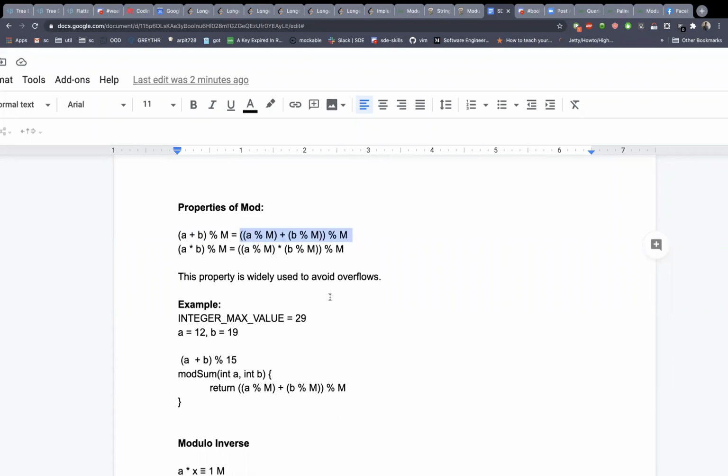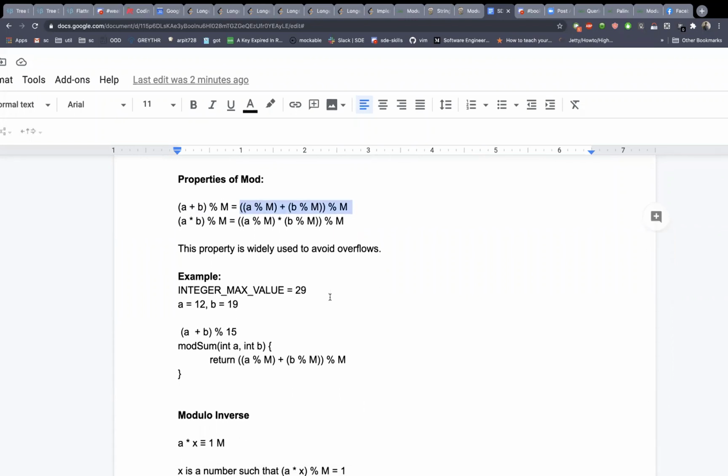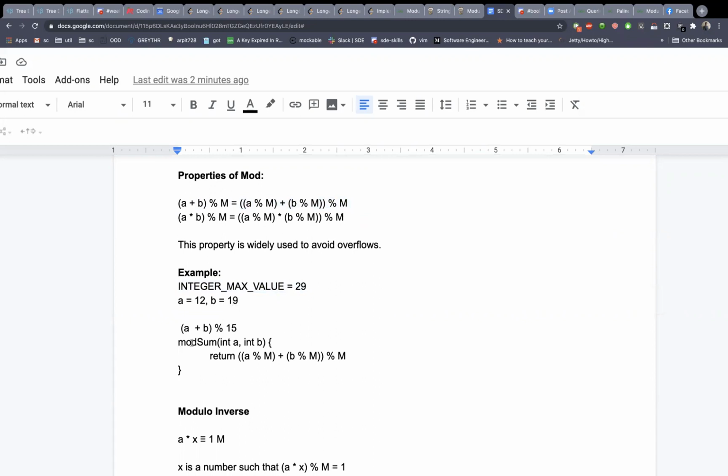So to address that, let's consider one scenario. You are working on some system which can have the maximum value of an integer as 29, and you have two integers, a equals 12 and b equals 19, and you have one function mod sum which is supposed to return (a plus b) mod 15. What happens is, if you add 12 and 19, it will become 31, which is greater than 29, and you can't store it. So the result will overflow and it will result in an incorrect answer.